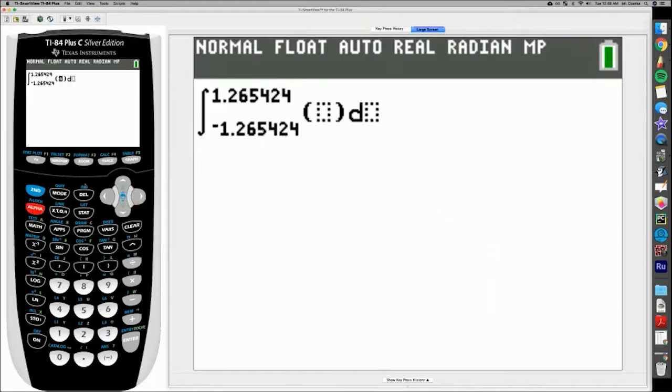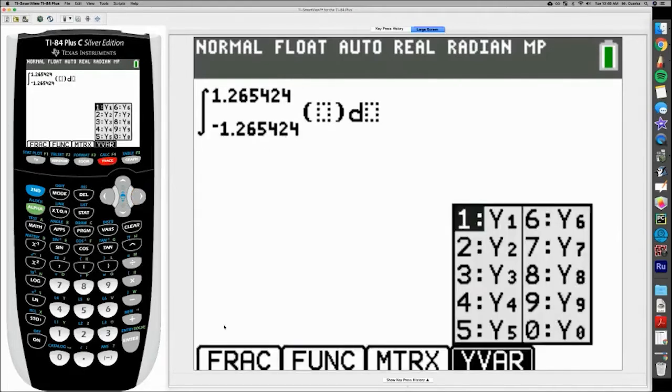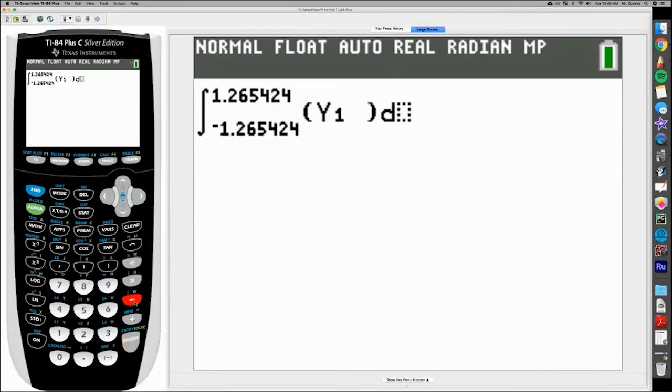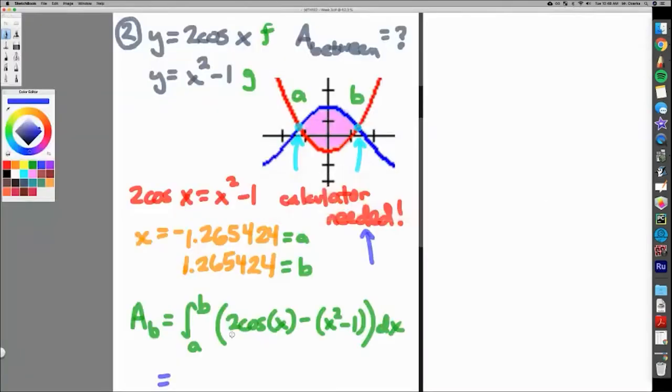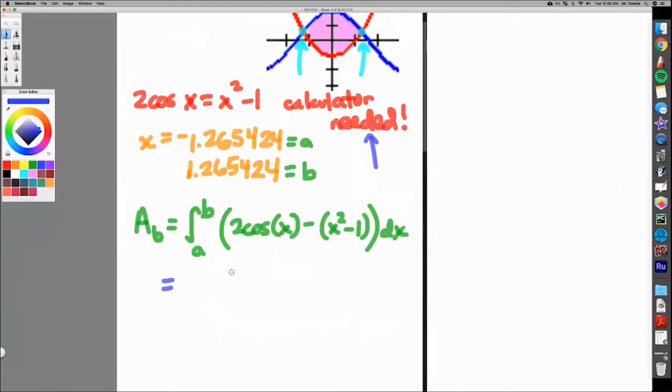Okay, and I'm going to hit alpha trace for the y1 minus alpha trace for the y2. And then I'm doing this with respect to x. Then you hit enter and you get some crazy number. In this class, we always round to 3 decimal places. That's just always the rule. If you ever forget, just ask. So 4.995 is about what the area is.